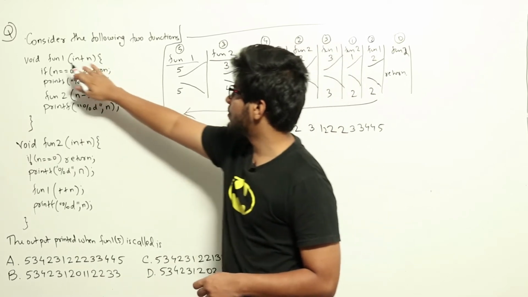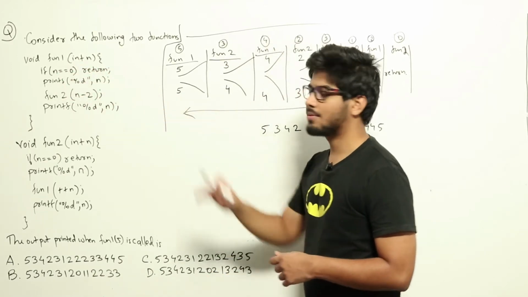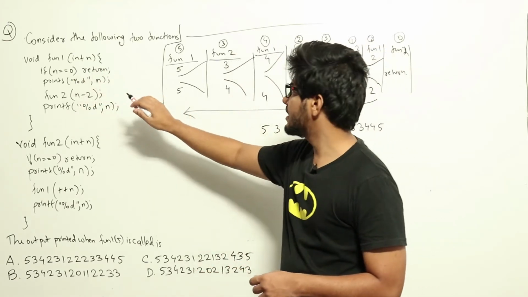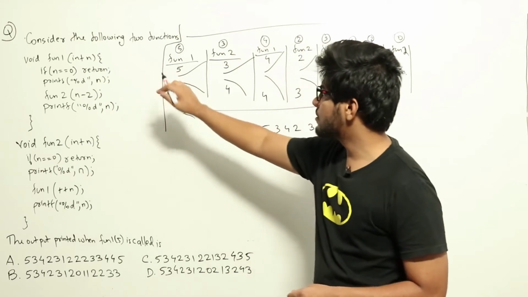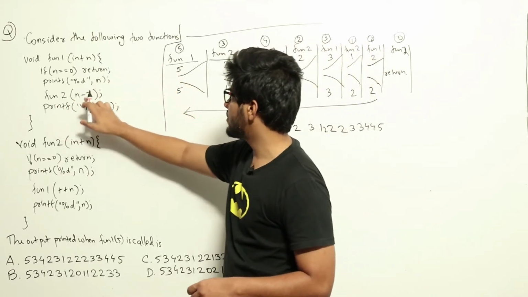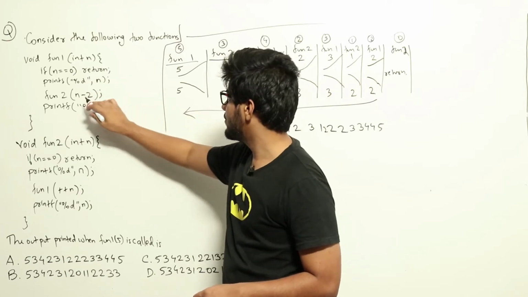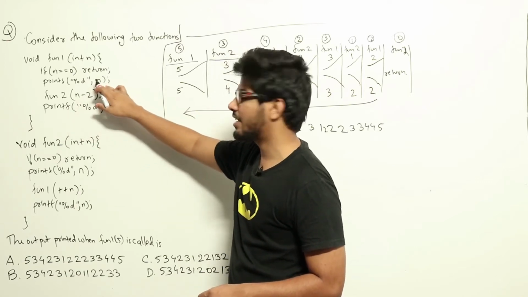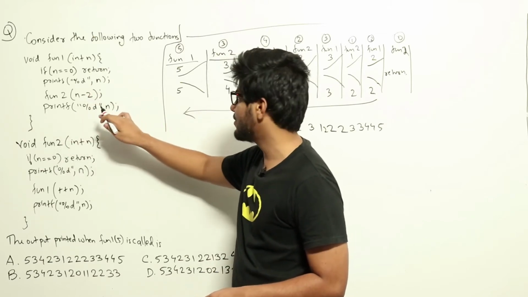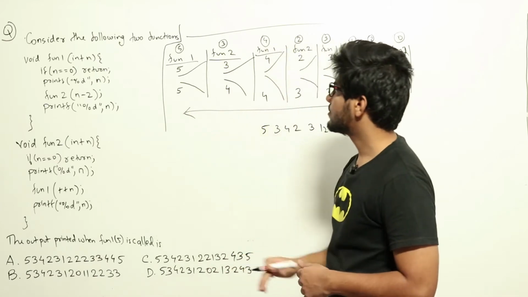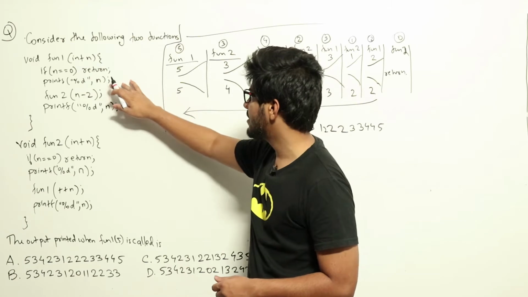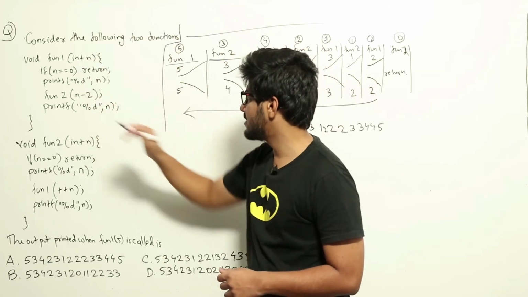If you look at fun1, if you are calling it with some value of n, whenever n is 0, it will return. So the exit condition is that n becomes 0. If n is non-zero, it will immediately print n. It will call fun2 with n minus 2 value. The value of n doesn't change in this function, so it will print n once again, the same value, and then it will return. So if n is 0, it will return. If n is non-zero, it will print n, call fun2, print n again, and then exit.